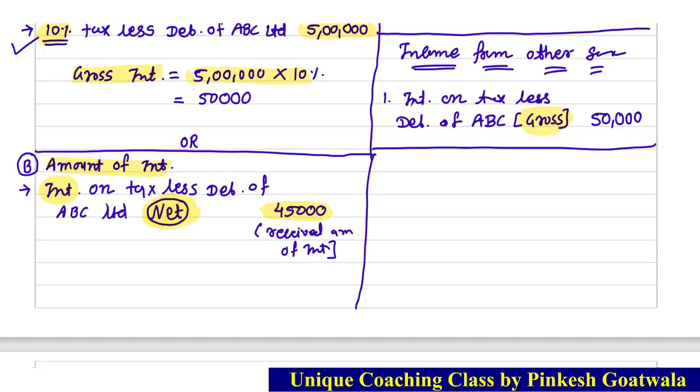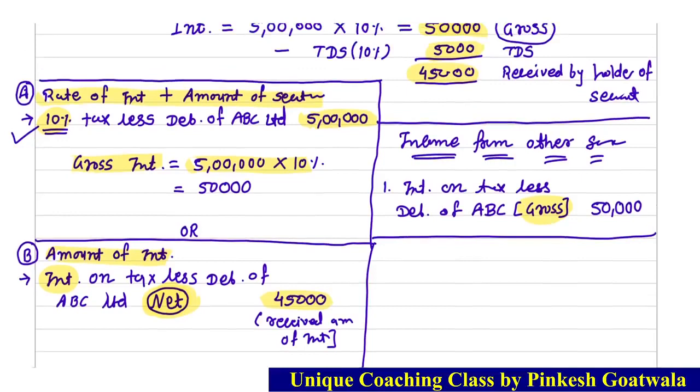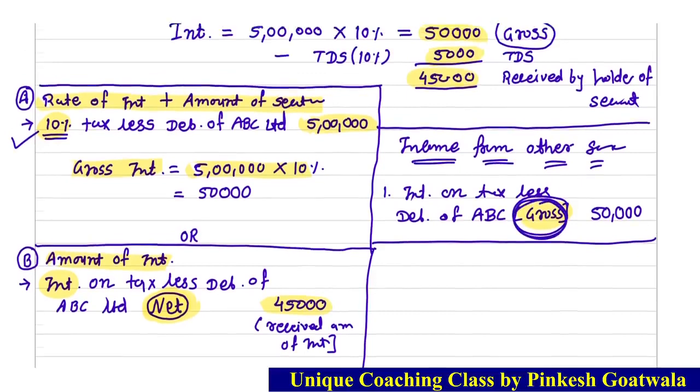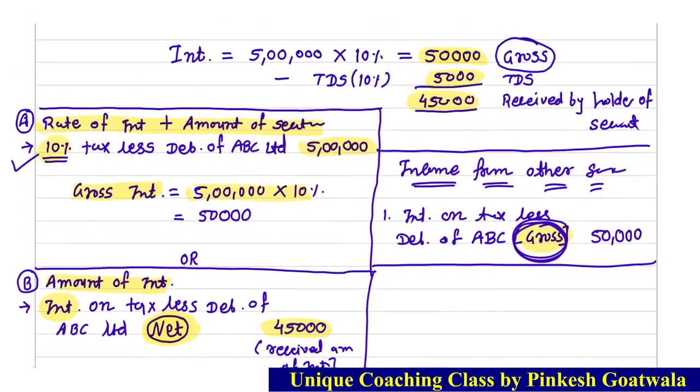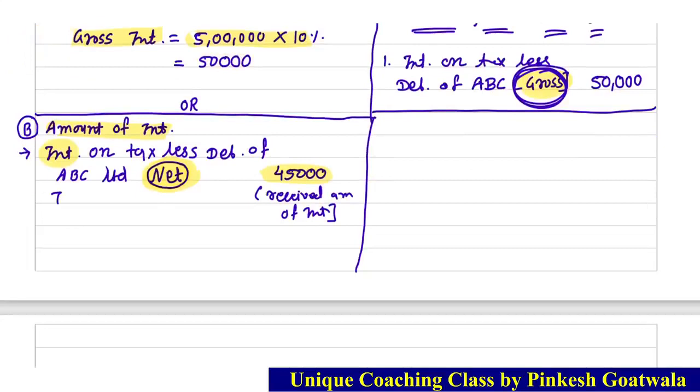And which amount do we have to show here? We have to show the gross amount. So here we have to find out that gross amount. How to find out? Very simple. When the amount of interest is given, they also give the TDS. In the question they also give the TDS, 10% TDS will also be given.